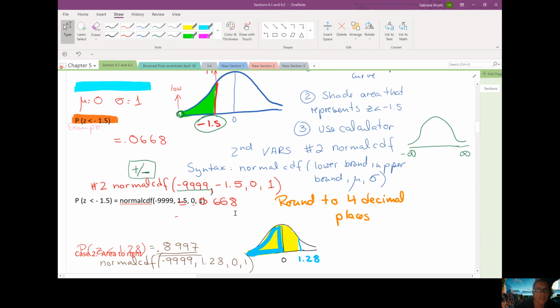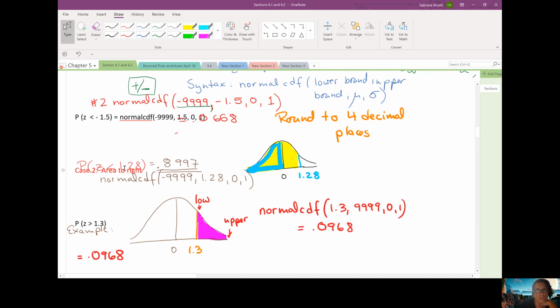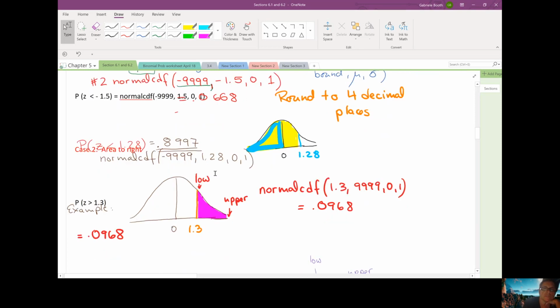Press enter and you round it to whatever Pearson tells you to round it to, usually 4 decimal places, 0.0668. So here's another example with a probability less than 1.27. So normal CDF, negative 9,999, 1.28. Did I say 7? I meant 8. 0 and 1. So off you go.